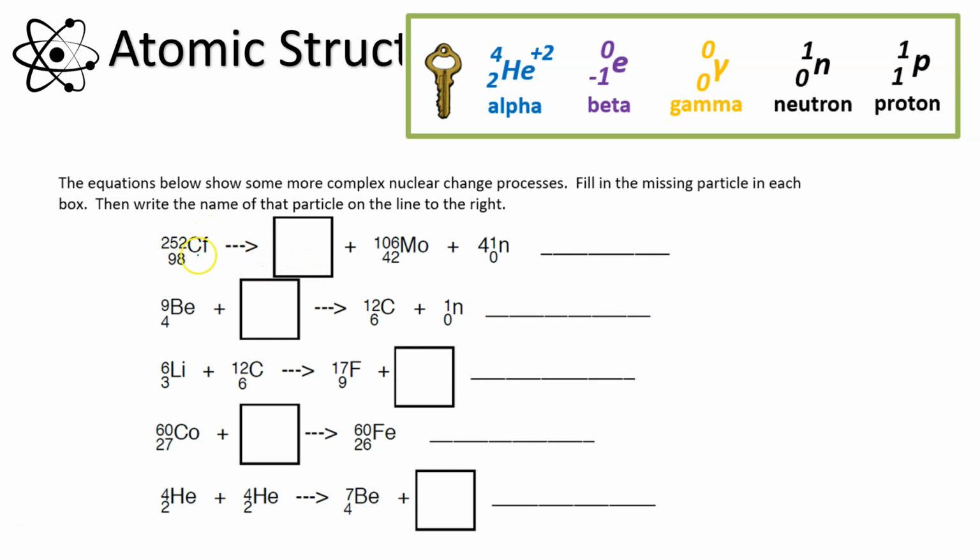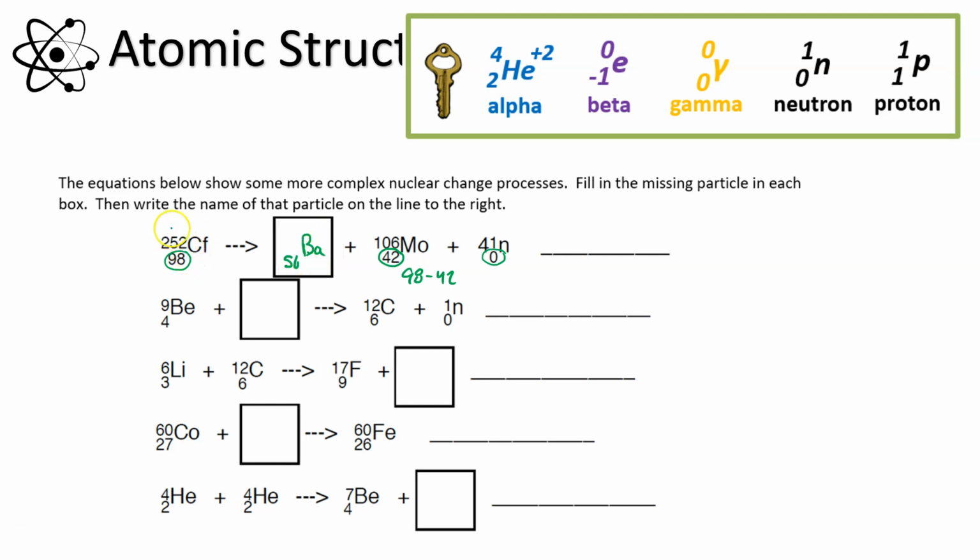We're starting with, on the left side of the arrow, 98 total protons. And that means on the right-hand side, we also need to have 98 total protons. 42 of them are here, 0 of them are here. So that means a quick subtraction, 98 minus 42. My missing particle has 56 protons, making this an atom of barium, which you can look up on any periodic table.